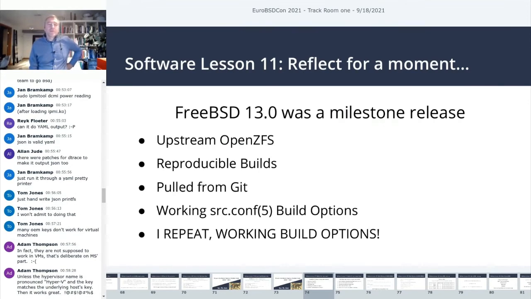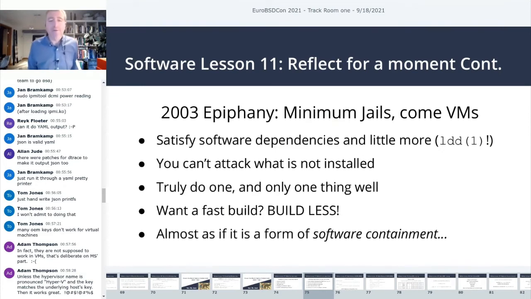It draws upon upstream OpenZFS. It includes reproducible builds. It is pulled from Git. It has working src.conf build options. And I repeat, it has working build options. Some of you have heard me talk over and over about this, and some of you are like, what the hell is a build option? So let's get into that briefly, I promise.